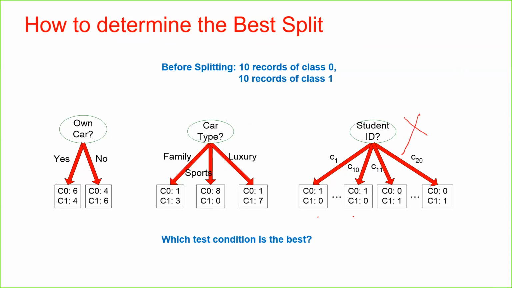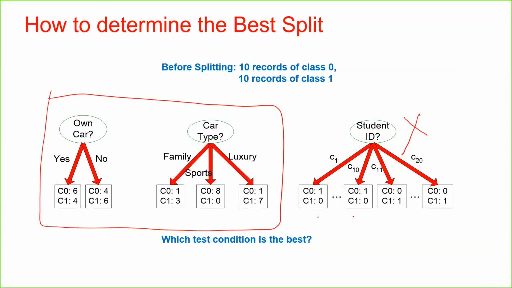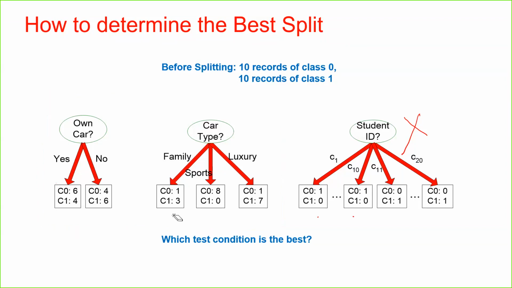So this is not the best test condition, right? Among these two, which is best? Card type. This is making the data more pure, right, as compared to this? If you see this, 60% class 0, 40% class 1. Similarly here, 40% class 0 and 60% class 1. It's very impure, close to the highest form of impurity.